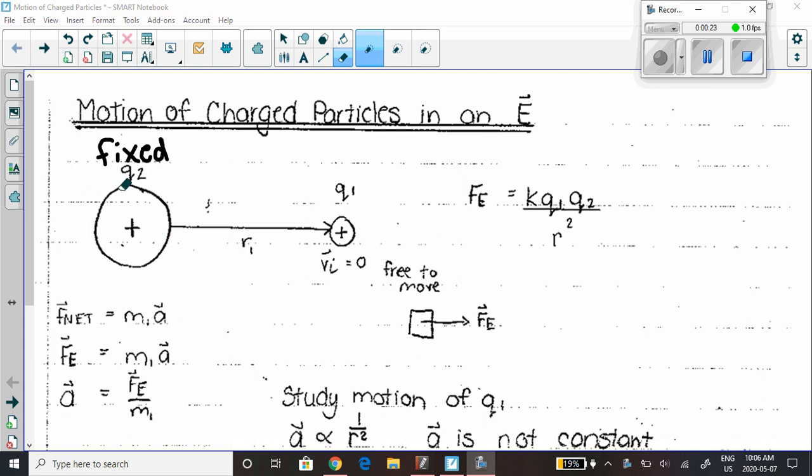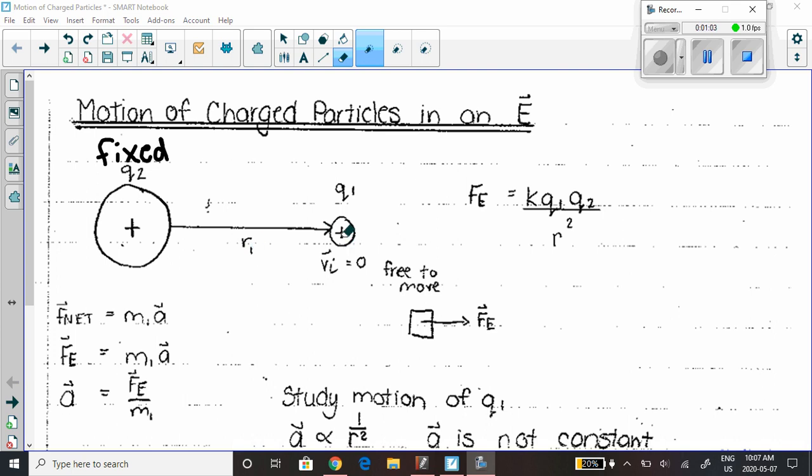What we have here is a positively charged particle, and we're going to call it Q2, a number of coulombs of charge Q2. And over here is another charged particle, and it's positive, and it's got a charge Q1, so many coulombs Q1. Now this charged particle here, this big one, is fixed. It can't move. And originally, the distance between them, center to center distance, is R initial. There it is.